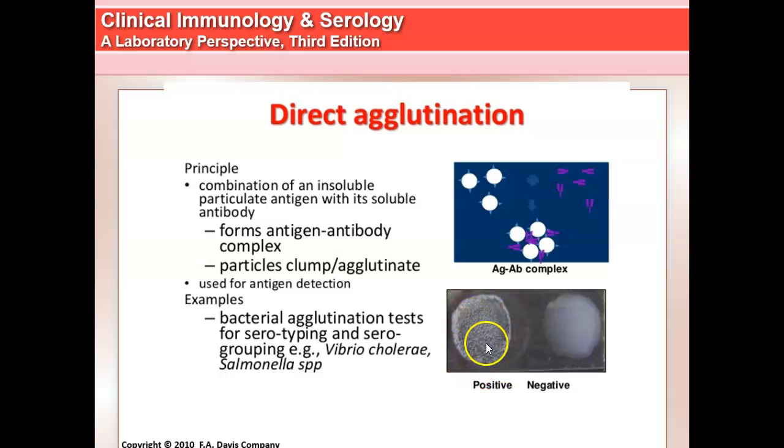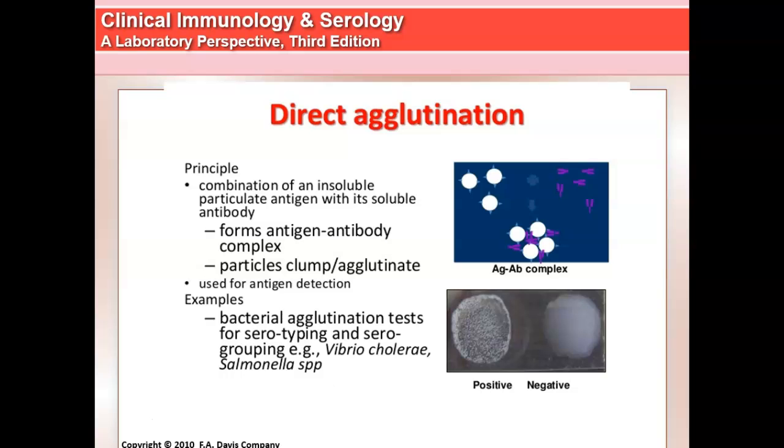So here's a positive reaction. This is what we can actually see, these clumps. And over here is a negative reaction where everything stays like a uniform white, no clumps. So other types, you can use Vibrio cholerae, Salmonella, group strep testing like group A, group B.